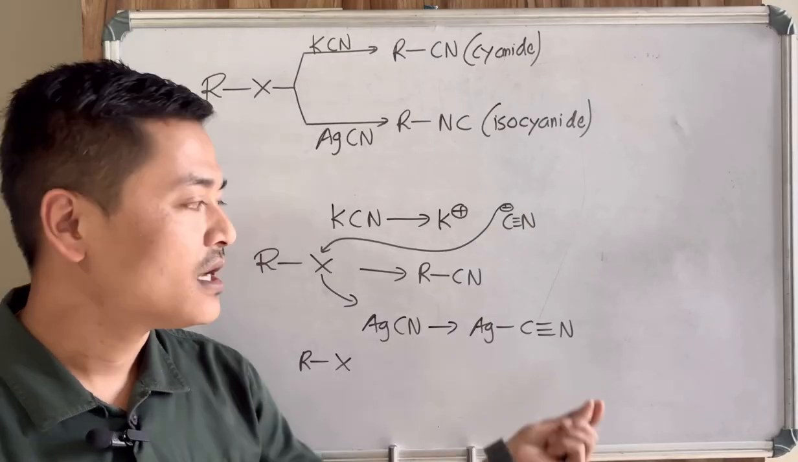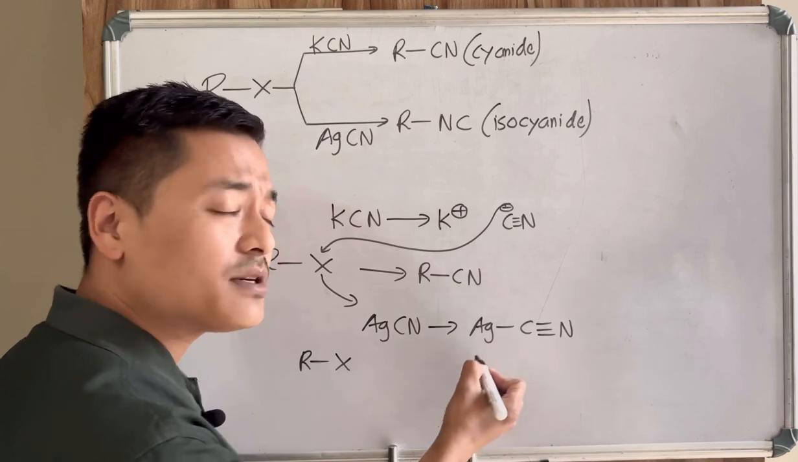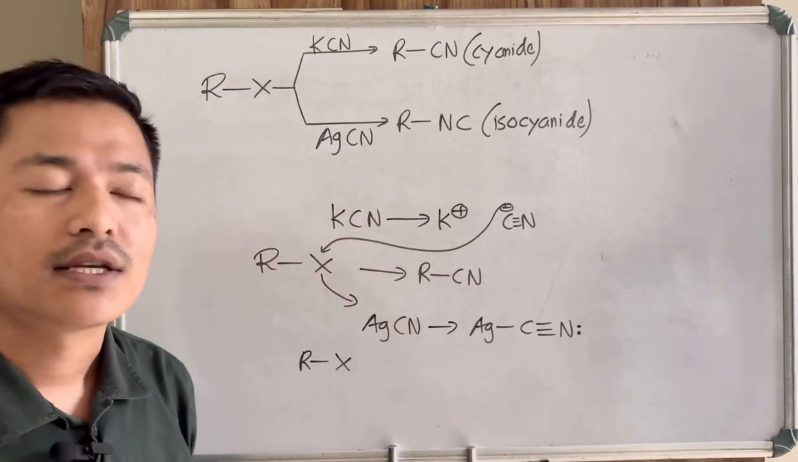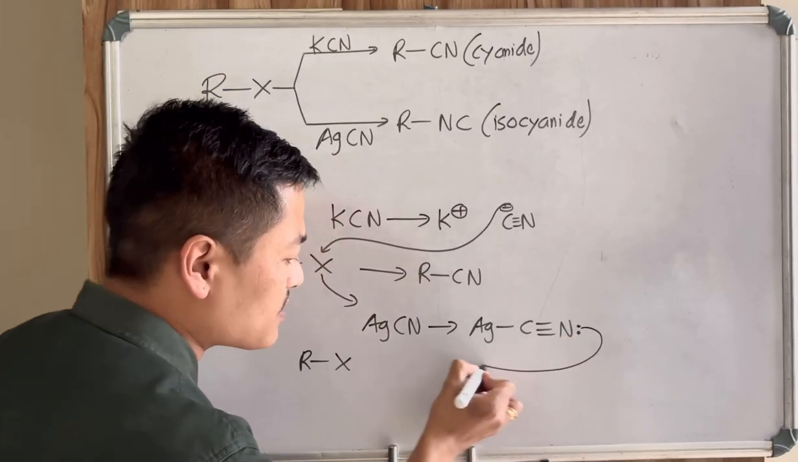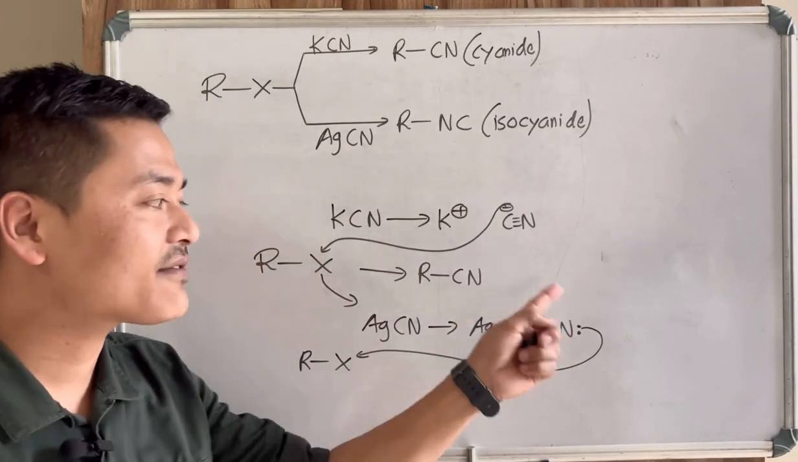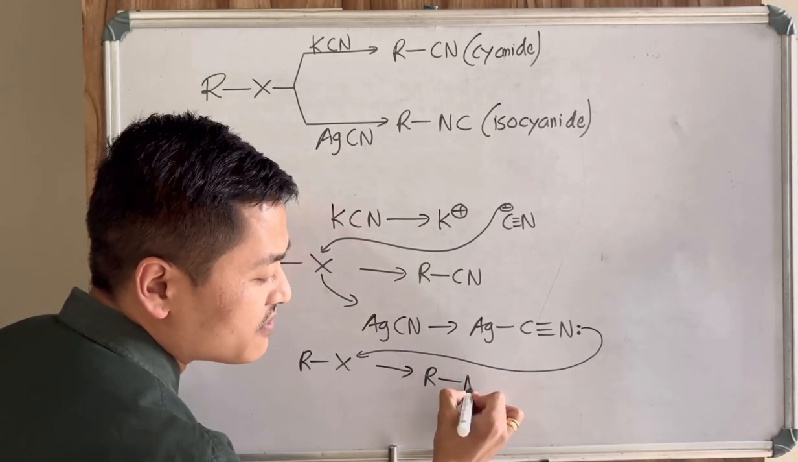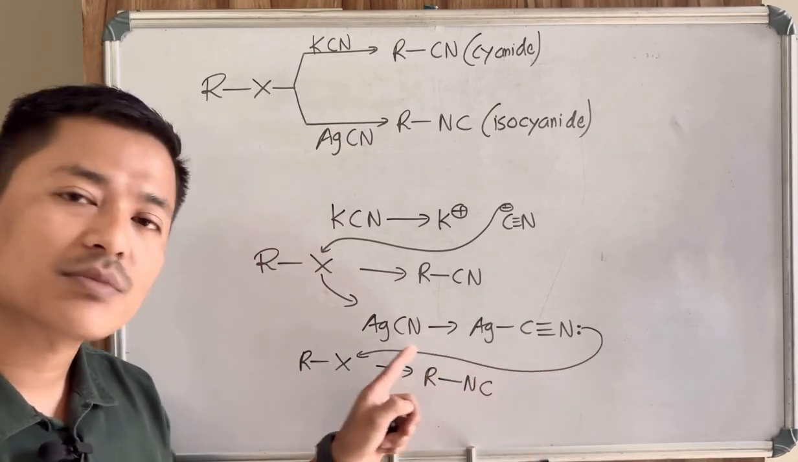So in this case, this nitrogen gets a chance. Nitrogen has a triple bond with carbon, but it will be bearing a lone pair of electrons, and this nitrogen takes its chance, and that is why the attack from the nitrogen end occurs. And since the attack from the nitrogen end occurs, it will ultimately give rise to the formation of RNC, because the attack is occurring from the nitrogen end.